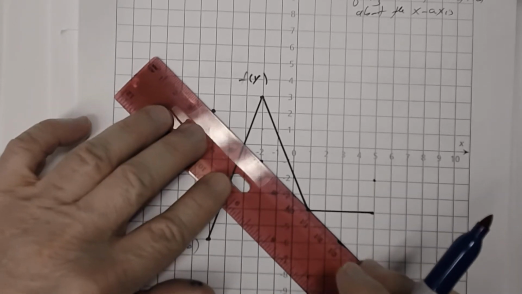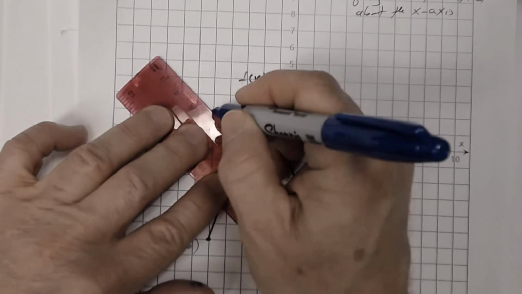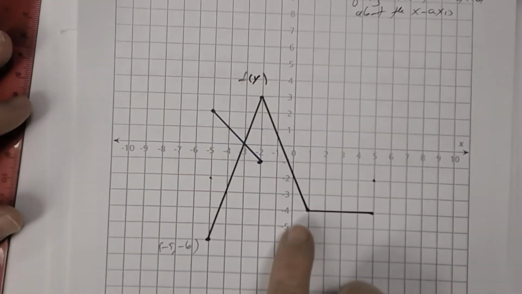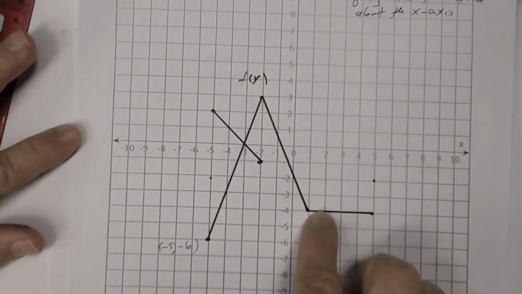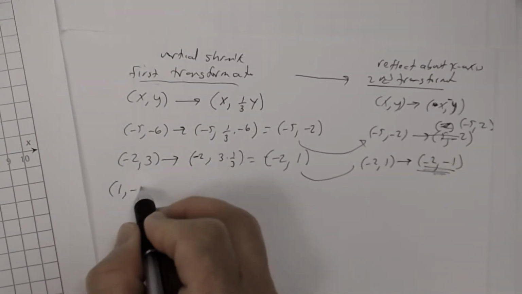All right, so that segment becomes this segment. Okay, now let's go to this point. So this point is 1, negative 4. So let's talk about 1, negative 4.